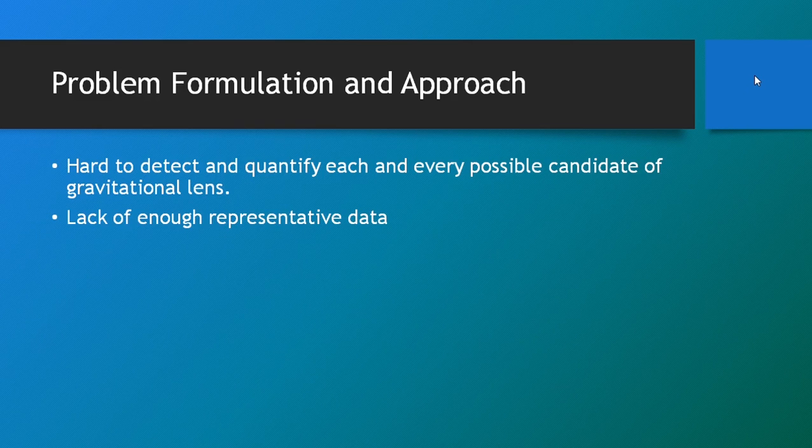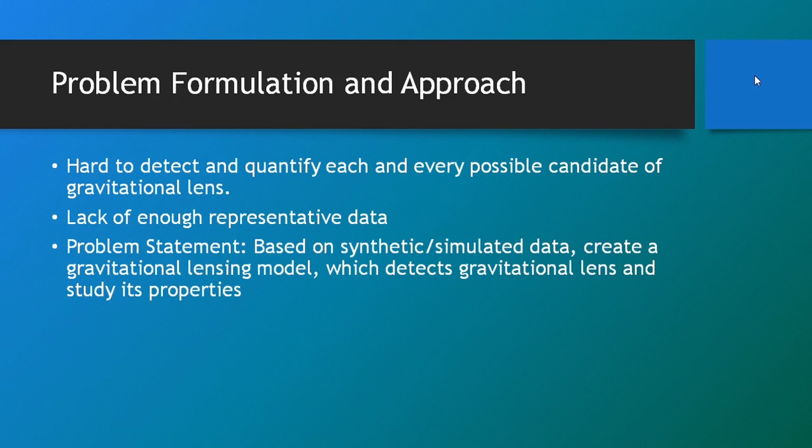Also, we don't have sufficient cases of gravitational lens since only a few of them have been properly documented, identified and studied. So we have a lack of data representing what a gravitational lens should look like. So on the basis of current understanding of physics, we have generated synthetic data and created a gravitational lensing model which can detect gravitational lenses using machine learning, and it is also able to study its properties.